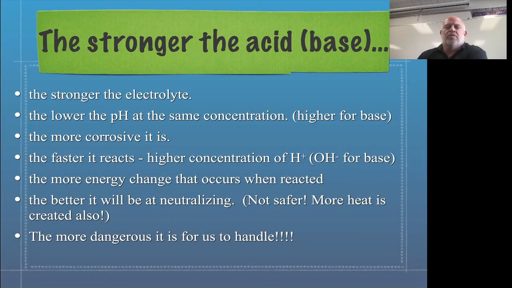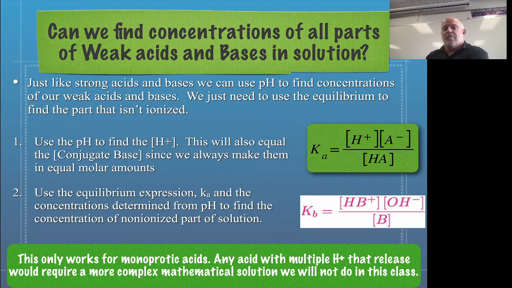Okay, so now that we know kind of qualitatively how everything works, we need to put some numbers to this, okay? So for us to do that, we should be talking about, can we find concentrations of all parts of weak acid and bases in solution? And the answer to that question is yes, we can find that, okay? To do that, we just have to go back to two different pieces of information that we already know, okay?